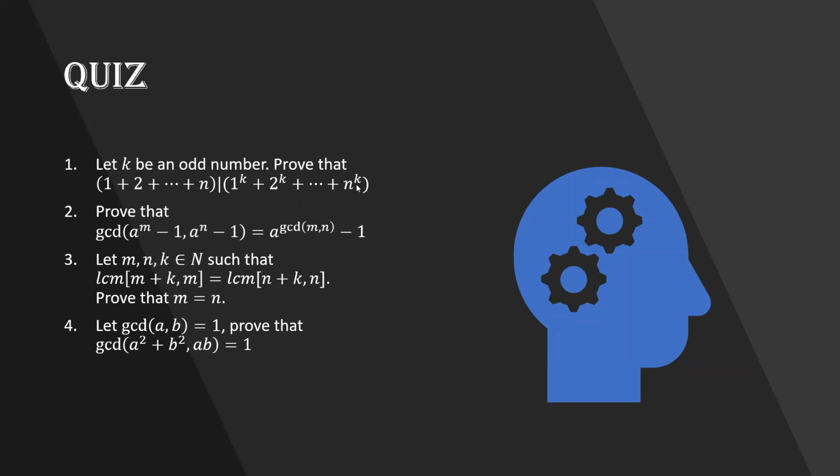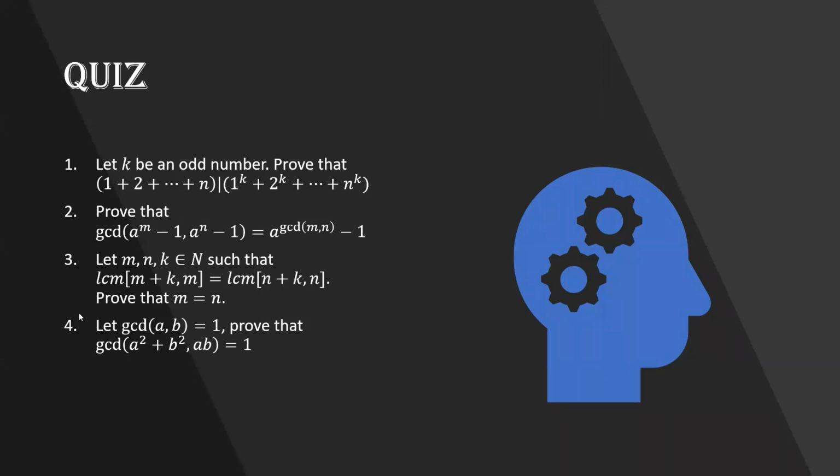The third problem is: let m, n and k be natural numbers such that LCM of m plus k and m is equal to LCM of n plus k and n. I know that I have not done any problem related to LCM, but let's see how you tackle a problem which has LCM in it.